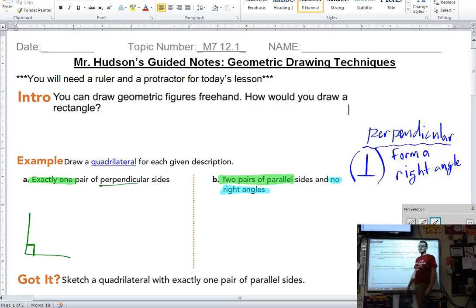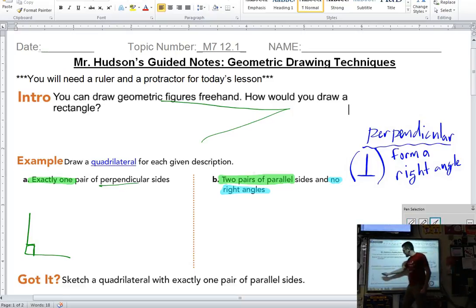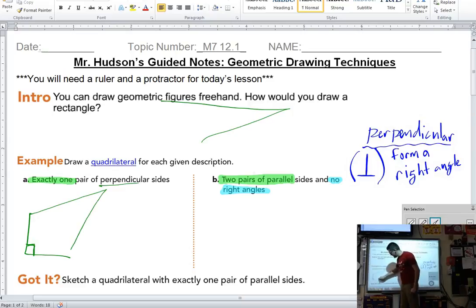The other two sides don't matter, as long as you don't make them perpendicular. So you cannot do this. That would not work because this is perpendicular. Like, that makes a right angle. But I could make this work if I do that.